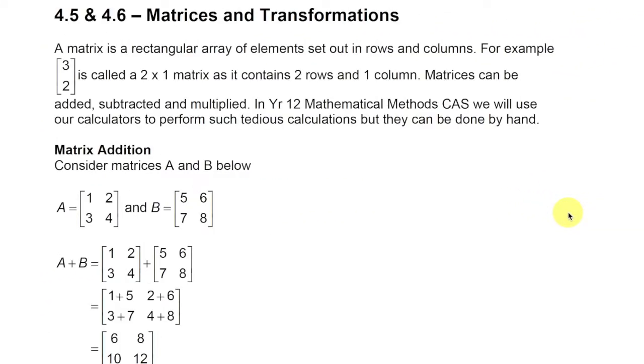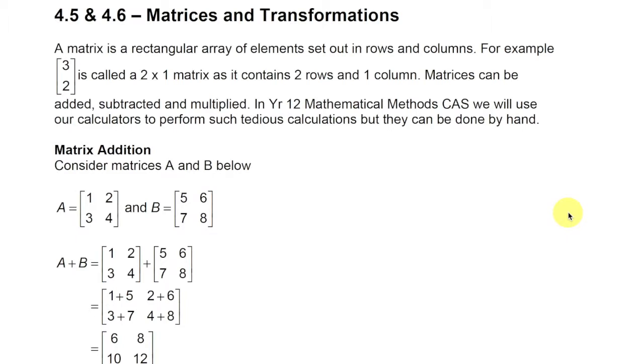Exercises 4.5 and 4.6, we're taking a look at matrices and transformations using matrices. To be honest with you guys, matrix addition and subtraction by hand isn't required as part of the study design, but I think it's important to have a really good understanding of how it all works so that you're able to apply matrices for what is required in describing transformations.